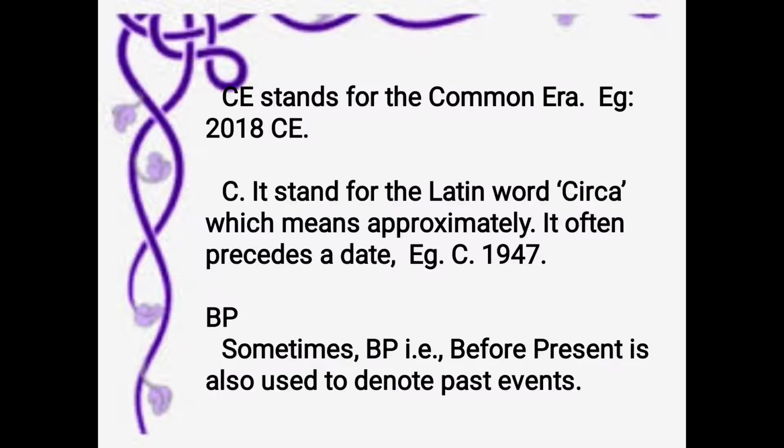For example, 2018 CE. C stands for the Latin word circa, which means approximately. It often precedes a date, for example, c. 1947. BP. Sometimes BP, that is before present, is also used to denote past events.